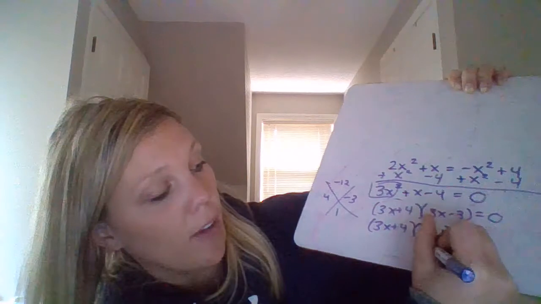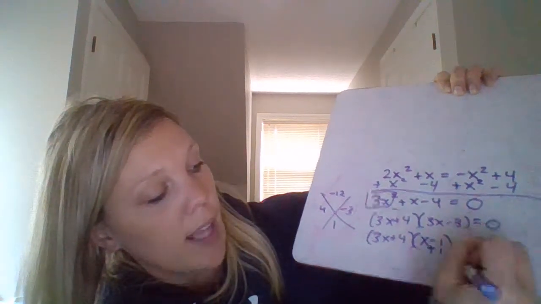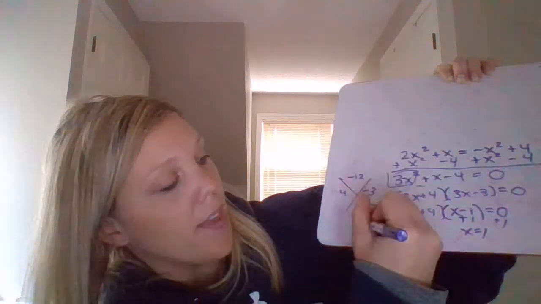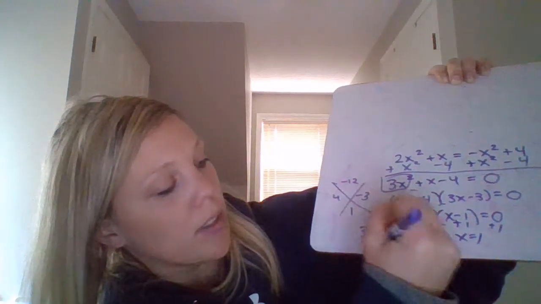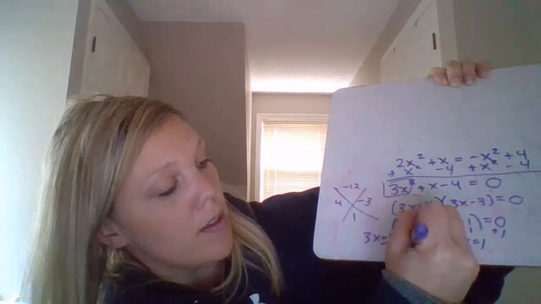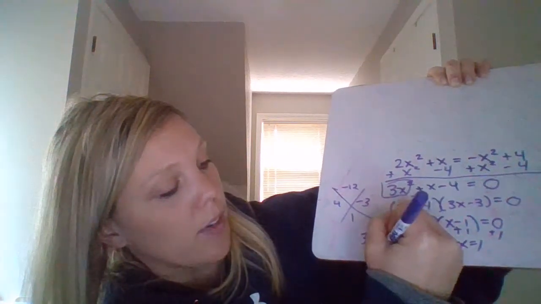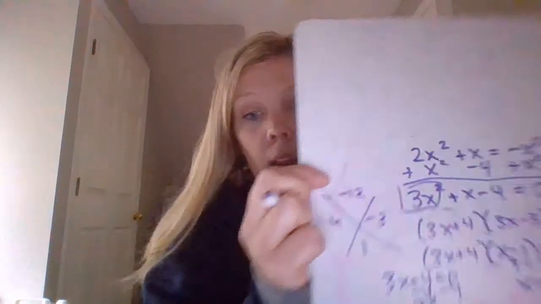Now I can finish solving. If I add 1 to both sides, x equals 1. And then the other one, I want to set 3x plus 4 equal to 0. Subtract 4, I get 3x. That's a 3, it's hard to see. Sorry about that. 3x equals -4, and then divide by 3. So I get x equals 1 and x equals -4/3.